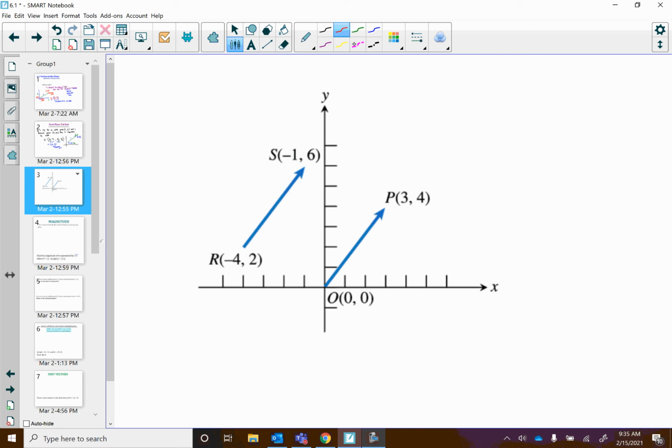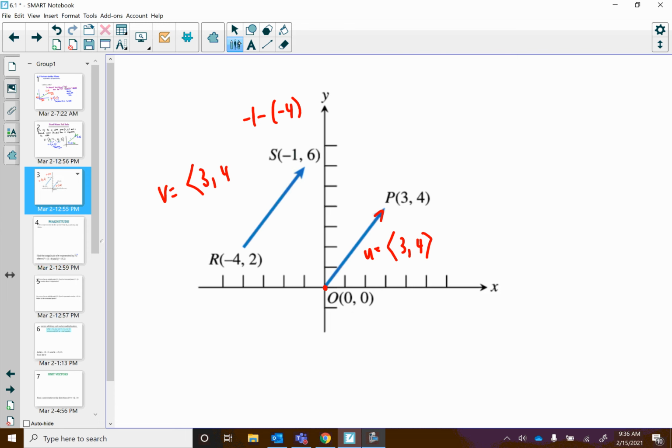We've got two vectors here, and it's pretty easy for me to see that this first vector can be named ⟨3, 4⟩. 3 minus 0 is 3, 4 minus 0 is 4. And if I look at this vector, negative 1 minus a negative 4. Sorry, I gotta do that correctly. Well, that's 3, and 6 minus 2 is 4. What do we notice about these? These two vectors, though they are in different positions, have the same magnitude. We also notice that they are pointing in the exact same direction. These are known as equivalent vectors.